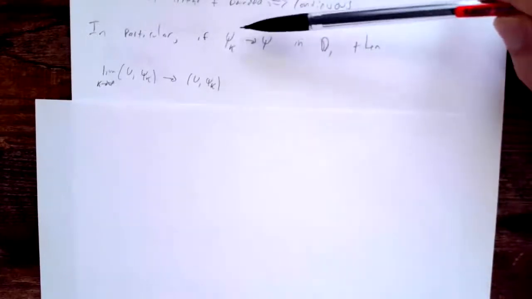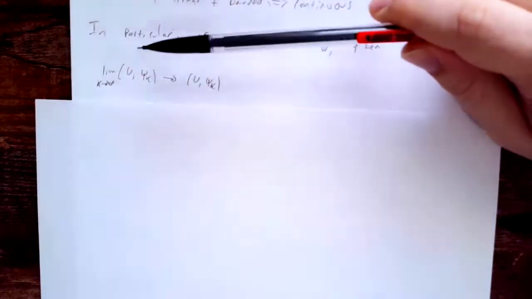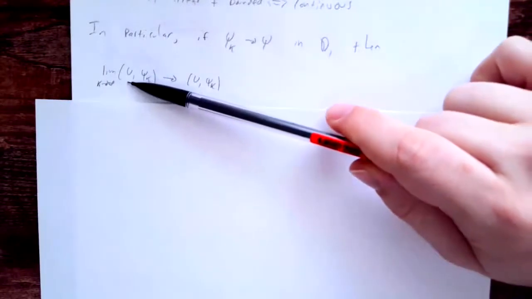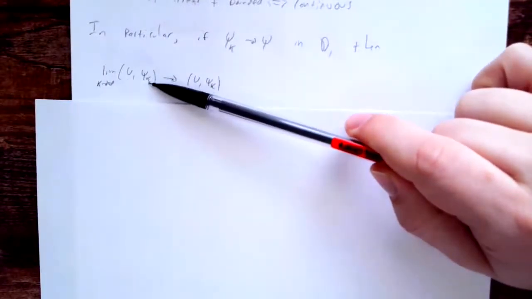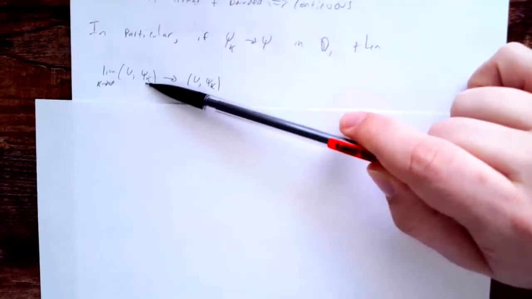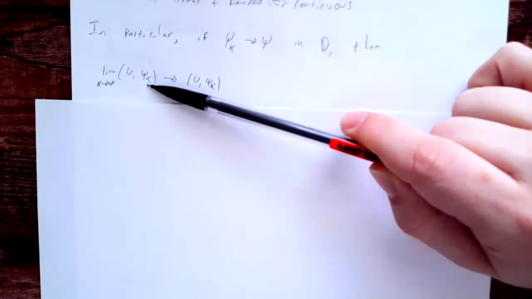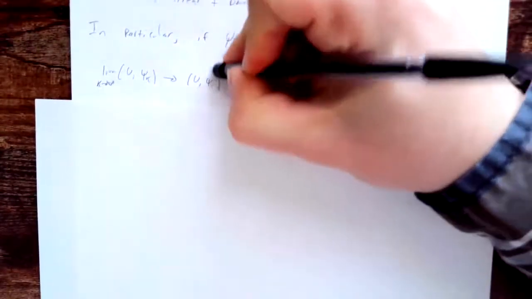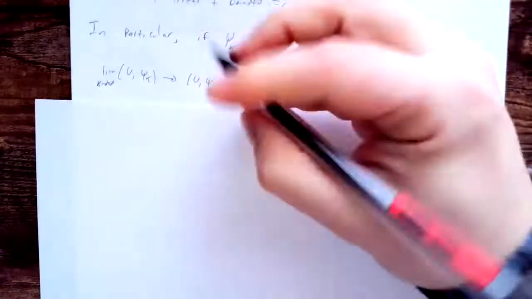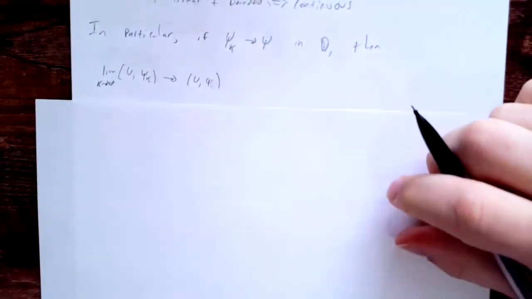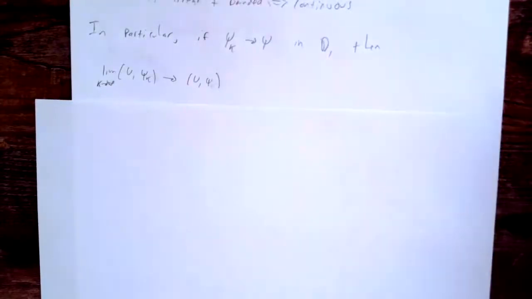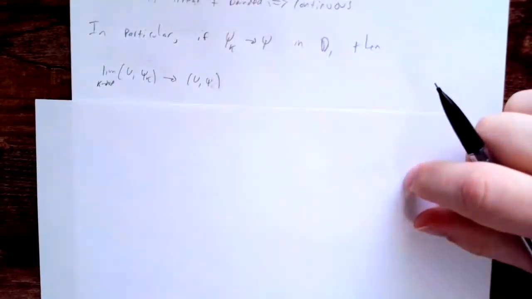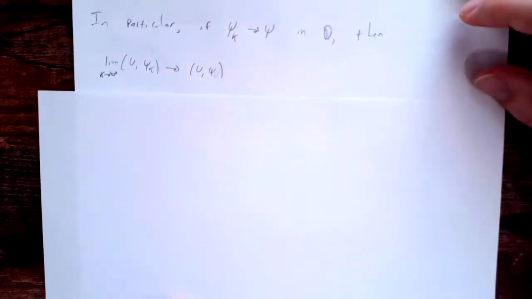So if you've got a sequence of test functions that converge to a limit, then it'll also be true that if you take that distribution and apply it to the test function, now you have a sequence of real numbers. And this will be equal to u applied to the limit. So the limit of u applied to psi k is equal to u applied to the limit of psi k. That's what you get from asking that all your functionals are not just linear, but continuous.